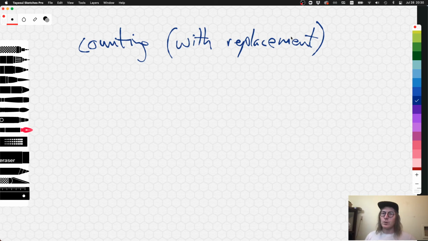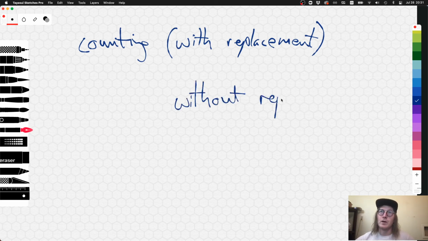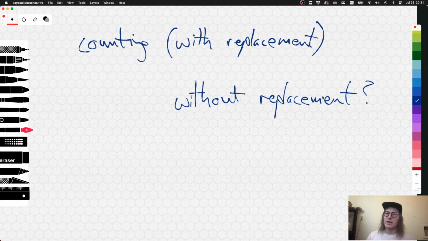What happens, though, when we don't deal with replacement? What if we say without replacement? How many different ways can you select 4 animals from a room without replacement? This is going to evolve our idea of counting. All right. So without replacement.